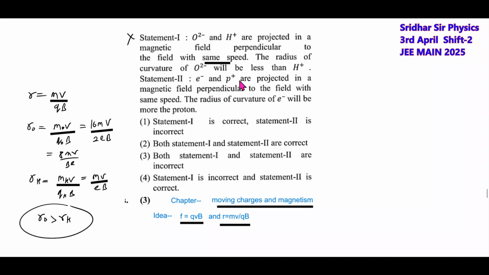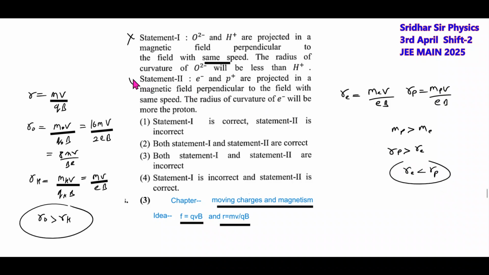Then similarly, if an electron and a proton are projected in a perpendicular magnetic field with the same speed, the radius of curvature of the electron is mass of electron, speed, charge of electron, B. For the proton projected, mass of proton, v, charge, B. Mass of proton will be greater than mass of electron, so Rp greater than Re. The radius of curvature of the electron will be more than the proton? No, in fact it will be less. So this is also a wrong statement. Both statement 1 and statement 2 are incorrect. Just the formula: radius of a charged particle in a magnetic field, mv by qB.